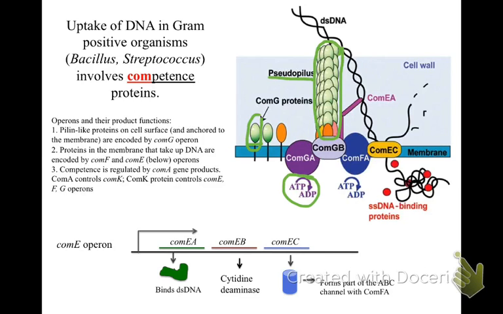Here's ComEA, the protein that I mentioned on the previous slide that is involved in recognizing double-stranded DNA. And here is the ComEC in the membrane of a gram-positive cell that actually brings that single-stranded DNA into the cell. And once inside the cell, there are going to be single-stranded DNA binding proteins that bind that DNA and protect it from degradation.